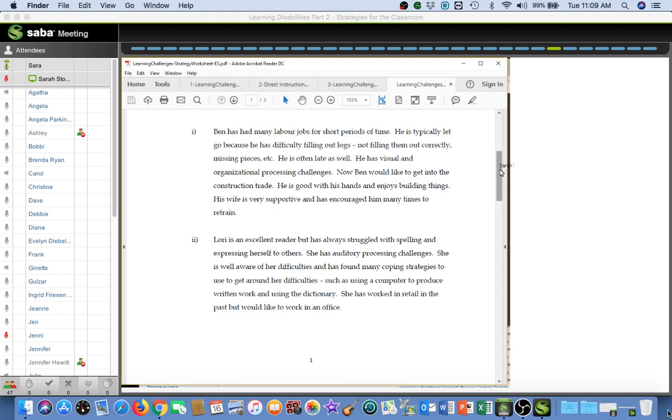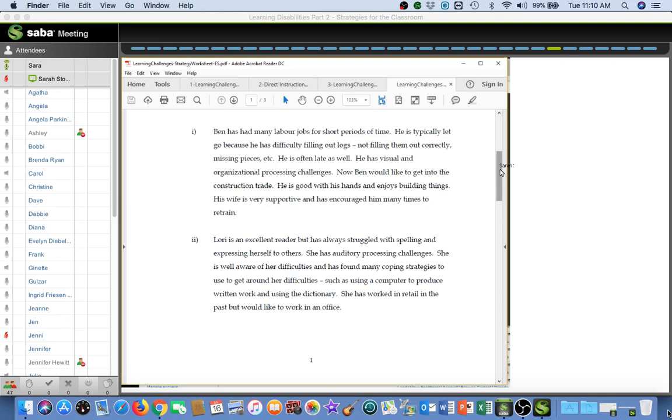Secondly, we have Lori. She's an excellent reader, but has always struggled with spelling and expressing herself to others. She has an auditory processing challenge. She's well aware of her difficulties and has found many coping strategies to get around them, like using a computer or using the dictionary. She's worked in retail in the past, but would like to work in an office.